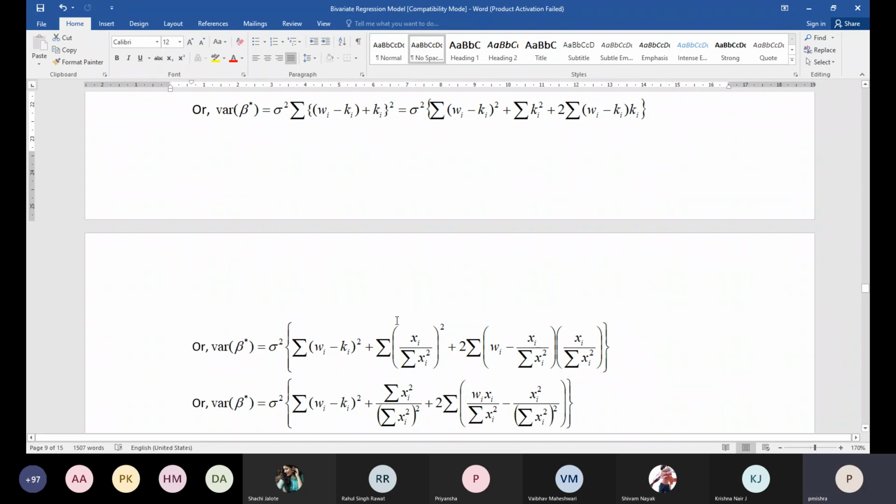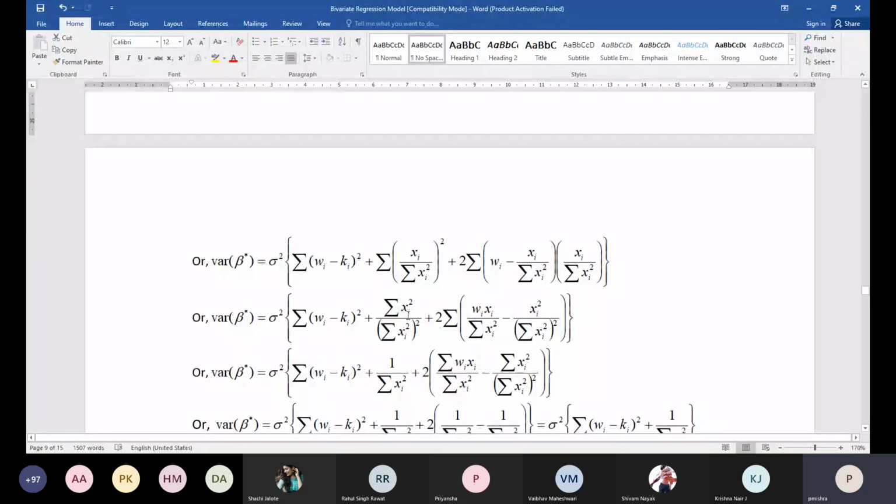This is Ki, so Ki square summation. Then, as I said some time back, this will come out of the summation. It would be summation of small xi square whole square, that would come out of the summation, and then the summation would be added here. So the numerator would be summation of small xi square and the denominator would be summation of small xi square whole square. Plus, let us see this component.